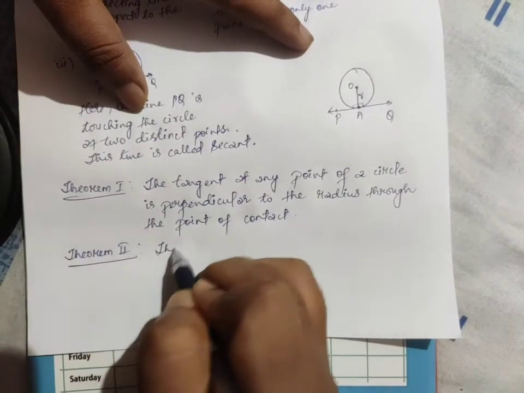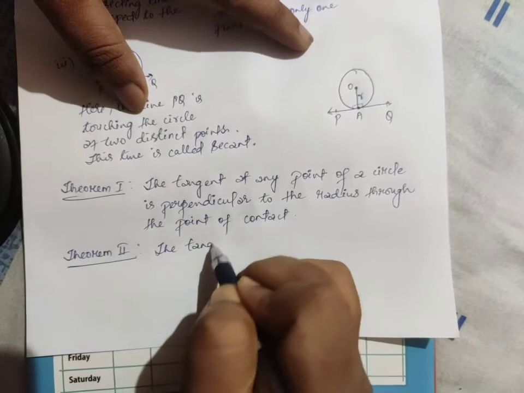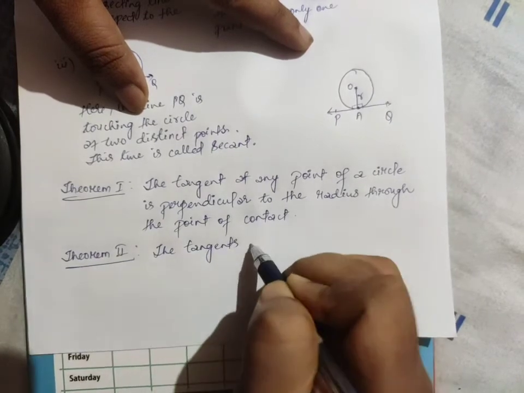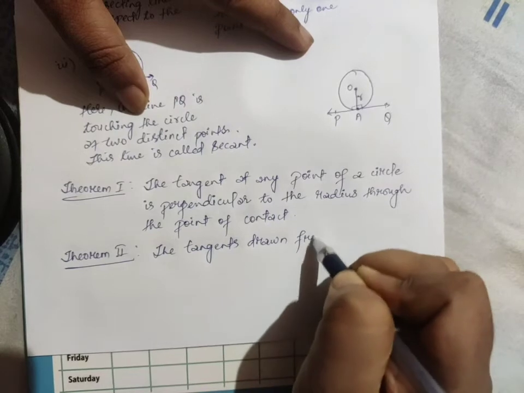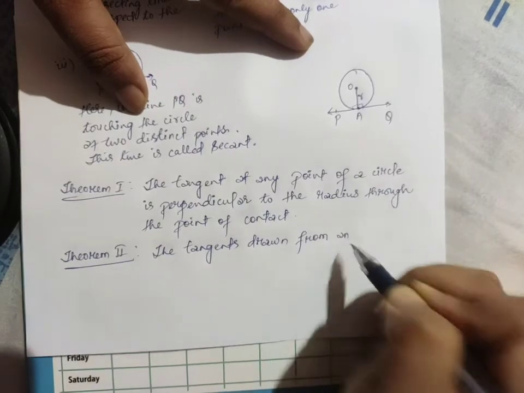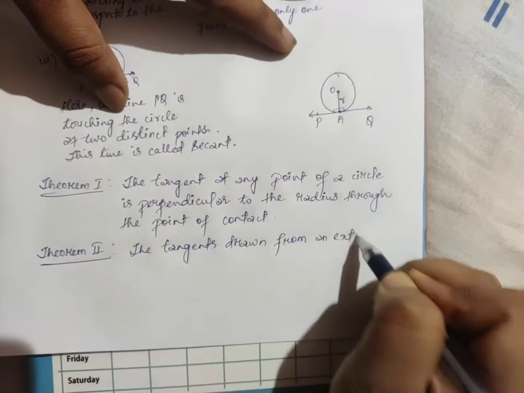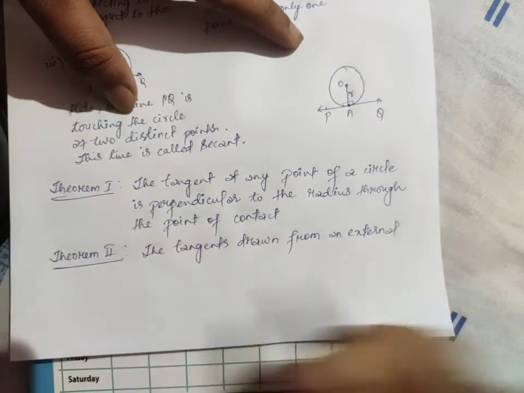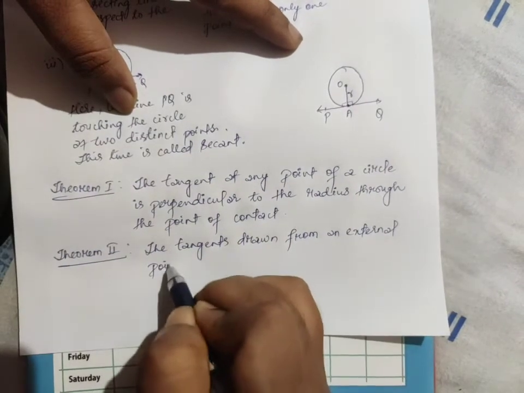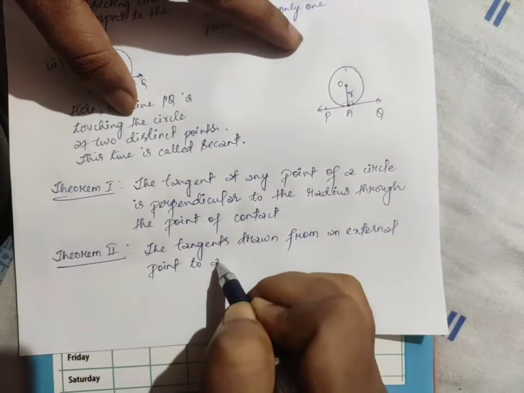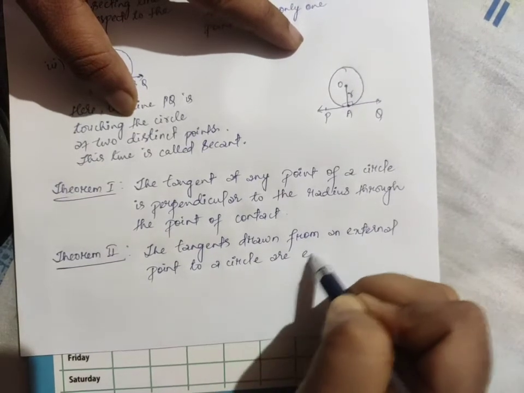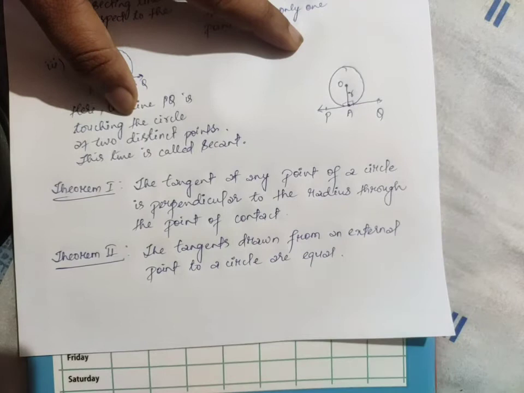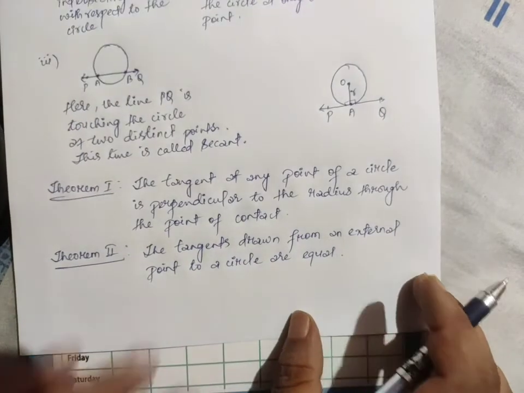The tangents drawn from an external point to a circle are equal. So let us understand this with the help of a figure.